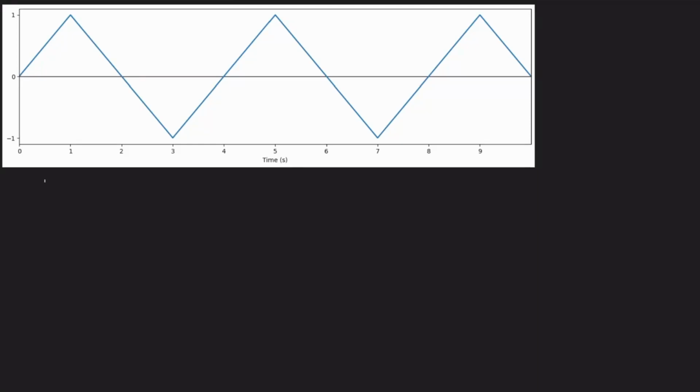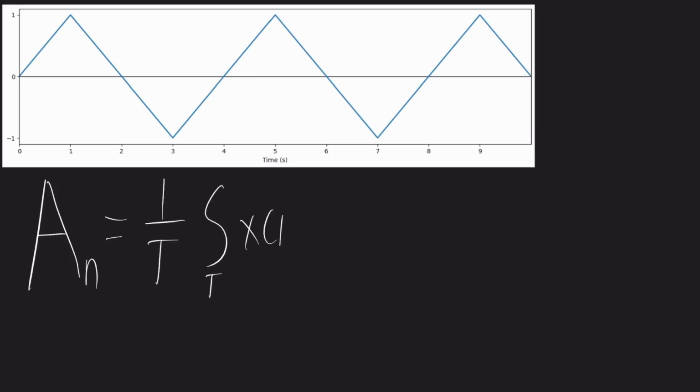For this problem, we need to find the Fourier series coefficients of this triangle wave. It's modeled by this equation, a sub n is equal to 1 over T times the integral over 1 period of x of t times e to the negative j 2 pi nt over big T, all with respect to time, where big T is the period of this periodic signal.